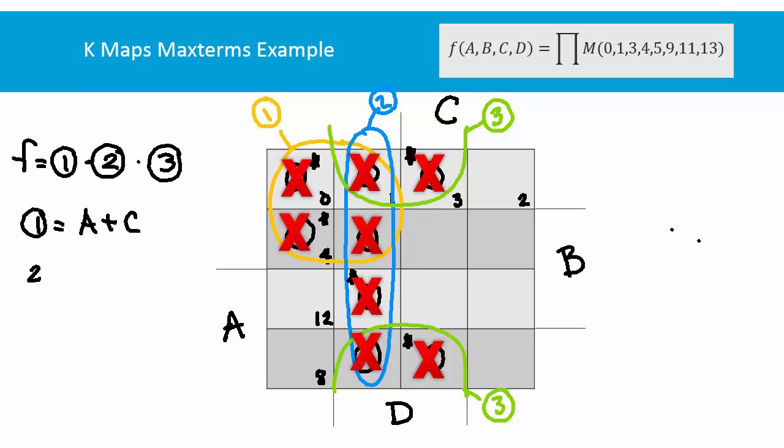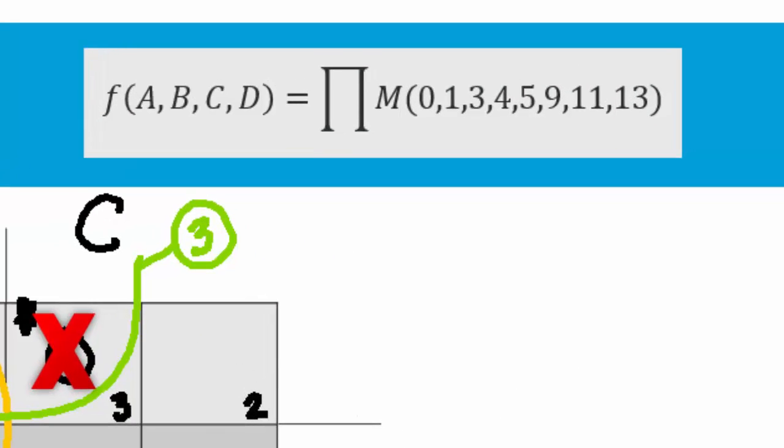Rule number 2 would be C or D inverted. And that's because we have rule number 2 where D is equal to 1. And if D is equal to 1, this expression would give me 1, and I want a 0. And finally, rule number 3 would be B or D inverted. So this would be the minimum expression for this function.